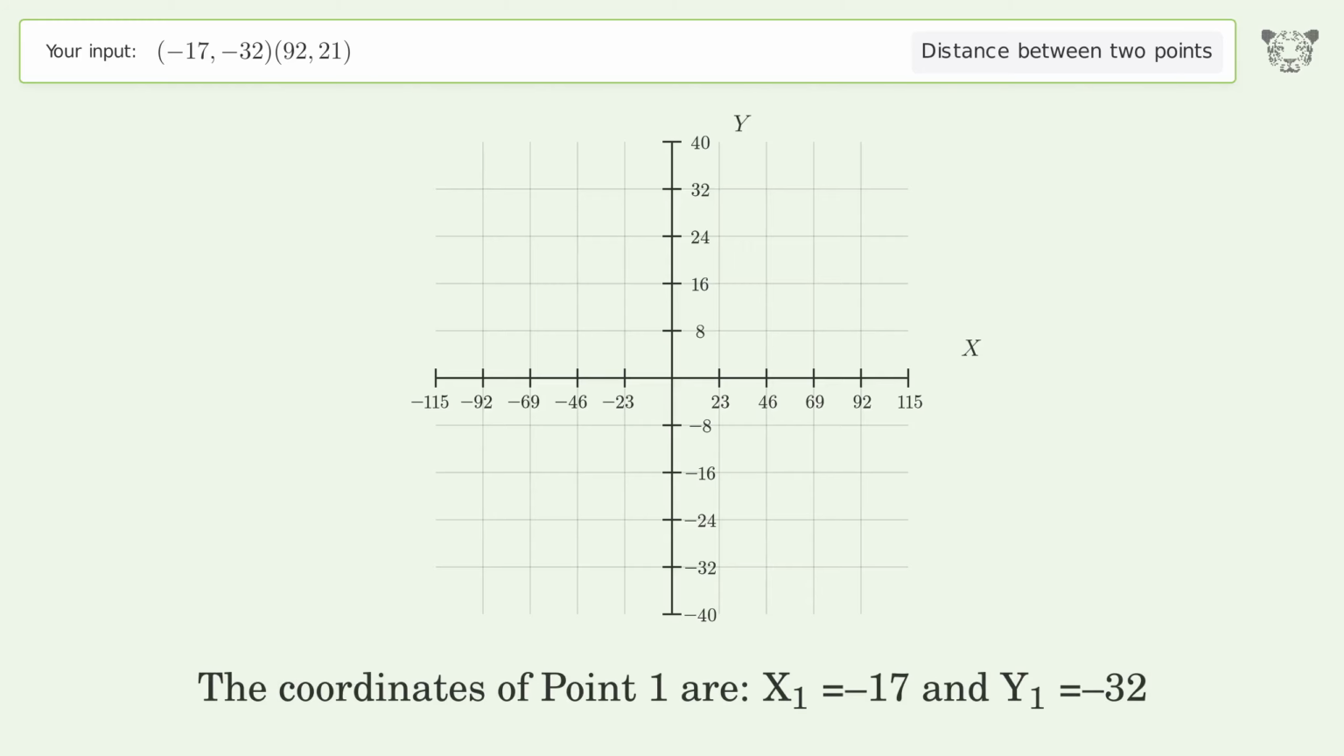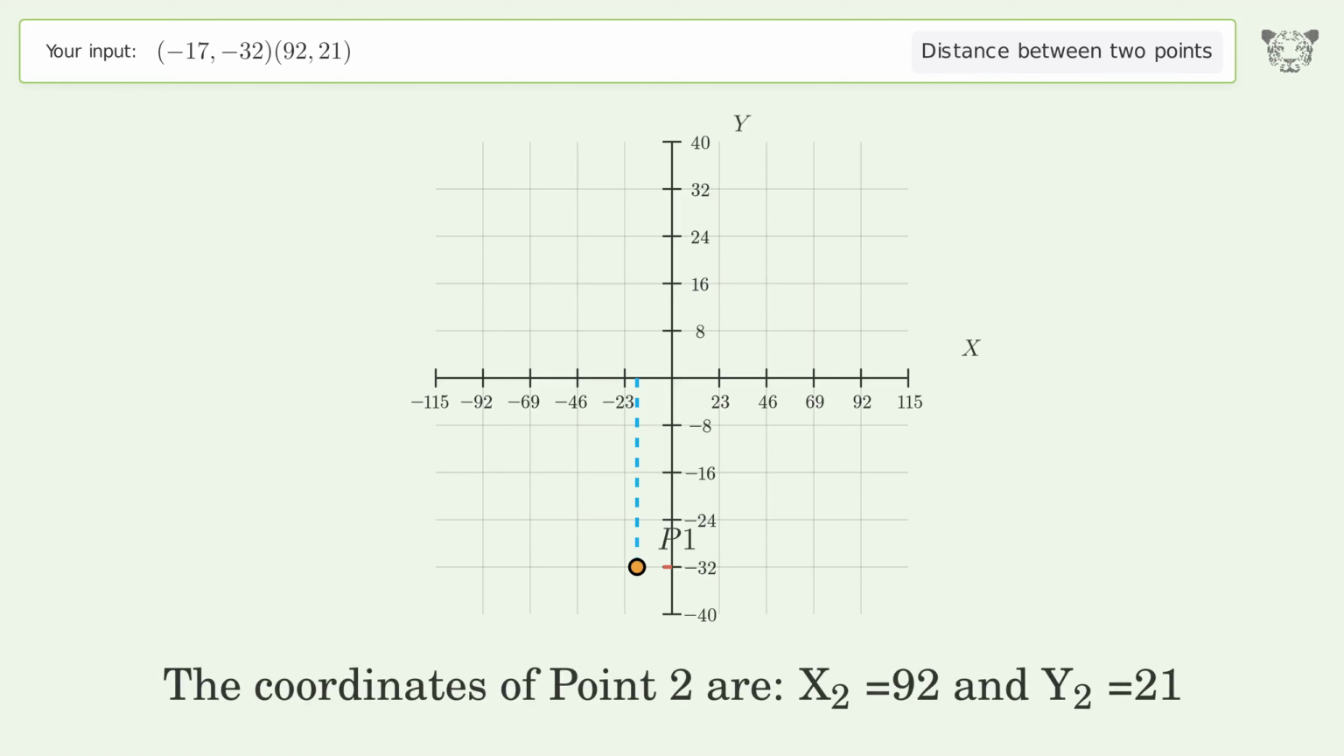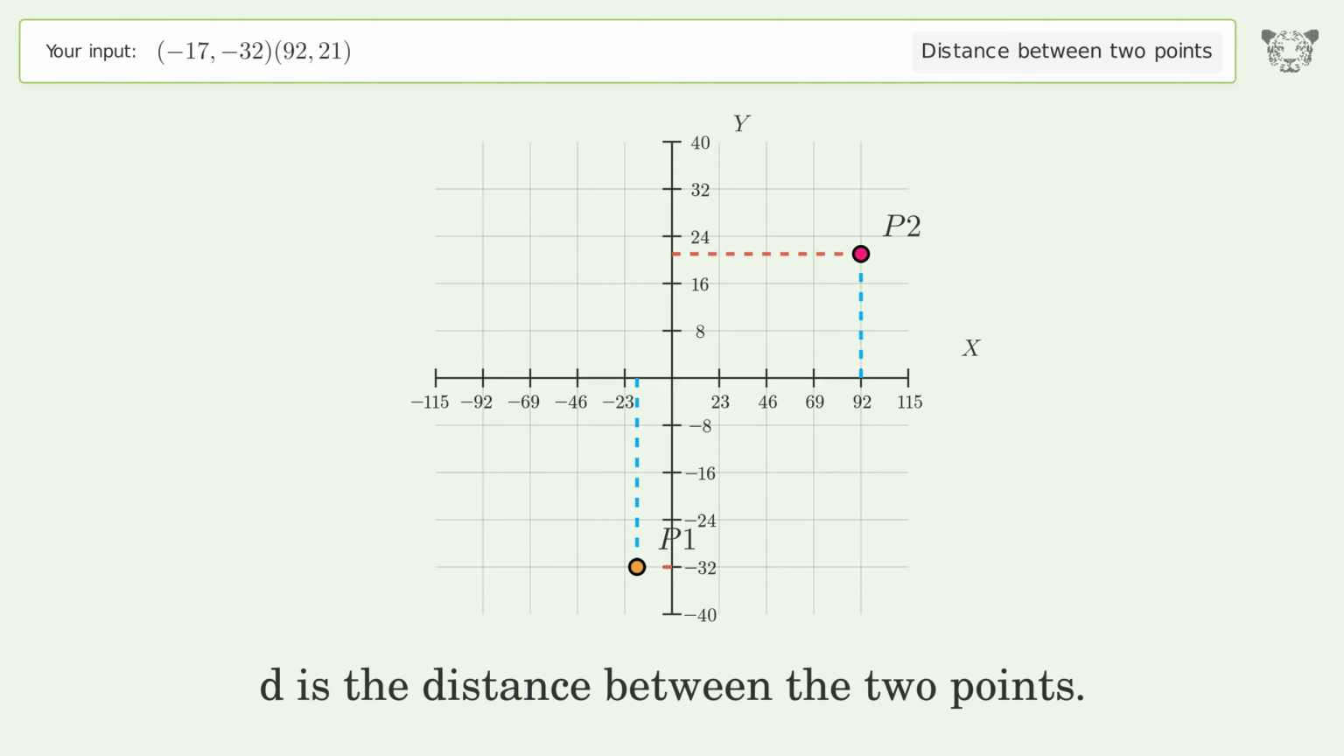The coordinates of point 1 are, x1 equals -17 and y1 equals -32. The coordinates of point 2 are, x2 equals 92 and y2 equals 21. D is the distance between the 2 points.